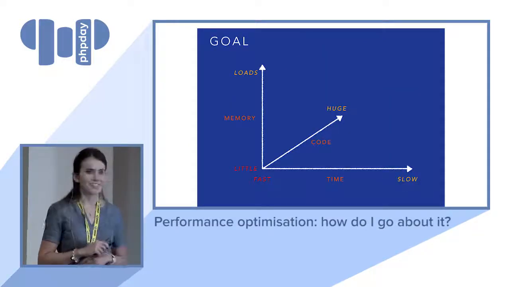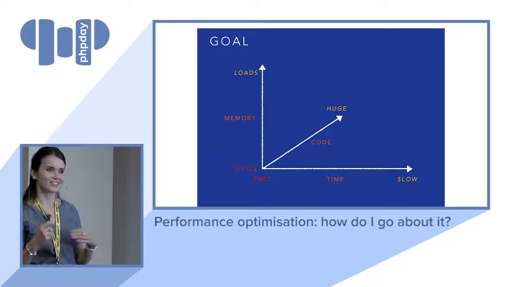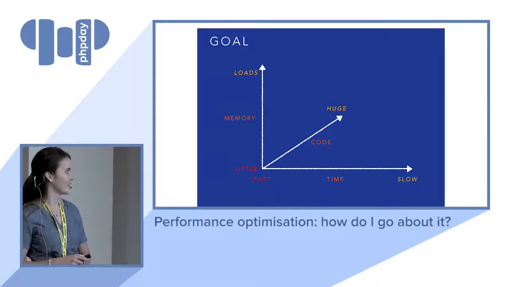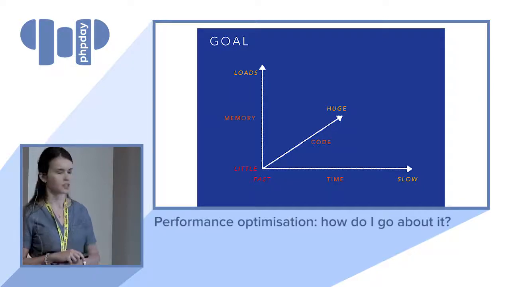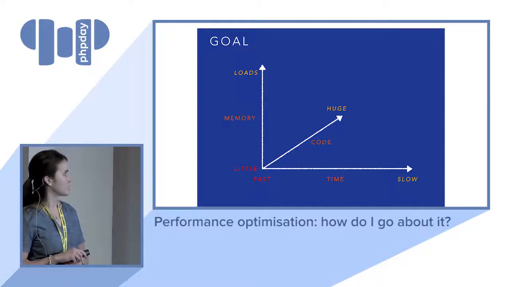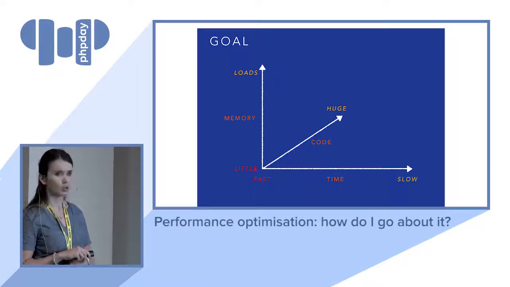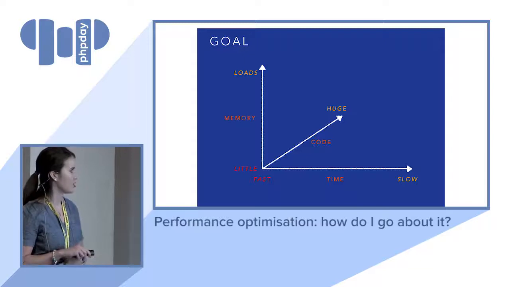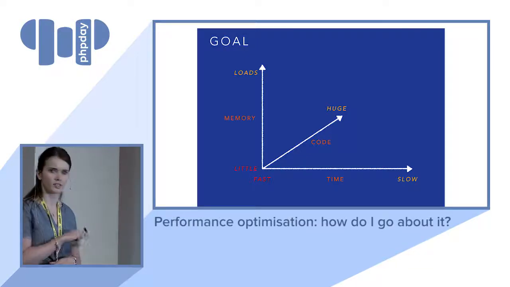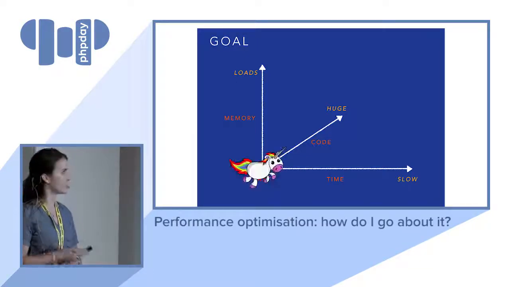This is my very unscientific graph to try and illustrate the goal of performance optimization. We've got three axes here: the memory, the time and the code. Obviously we want our programs to use as little memory as possible, to have just the code that we need, no dead code, and to be as fast as possible. So we're aiming for that zero point, that unicorn point.